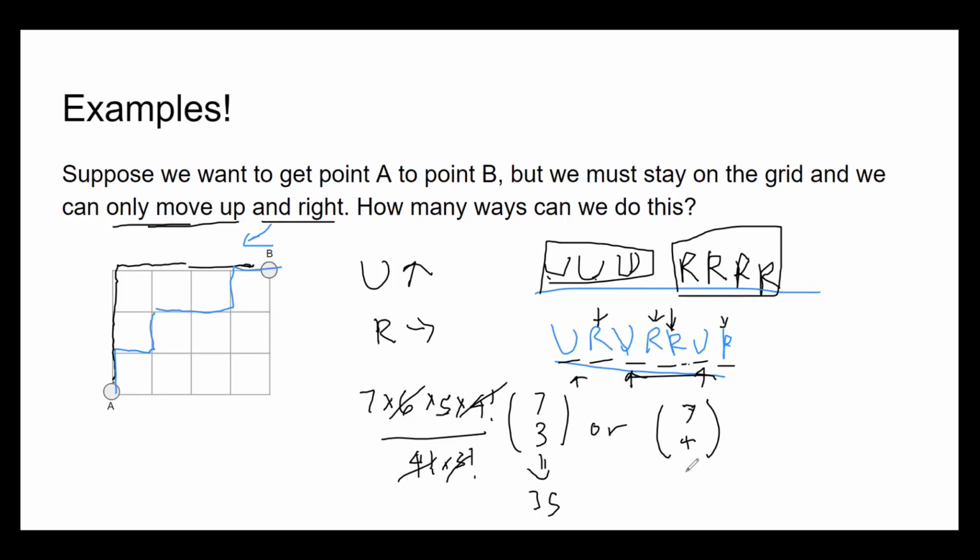And you'll also notice that 7 choose 4 is also equal to 35, because the only difference between the two is that instead of 4 factorial times 3 factorial on the bottom, it just flips to 3 factorial times 4 factorial. And you'll notice that this is actually the case for any combination, where n choose k is always equal to n choose n minus k.